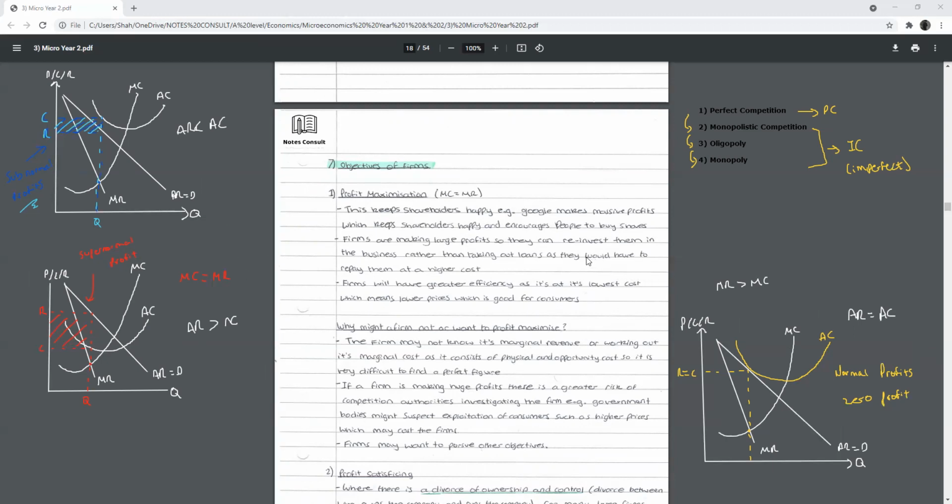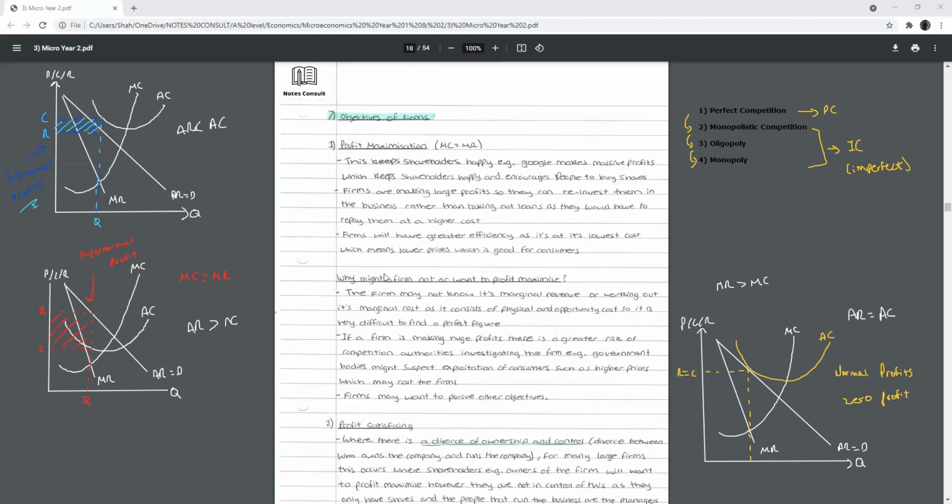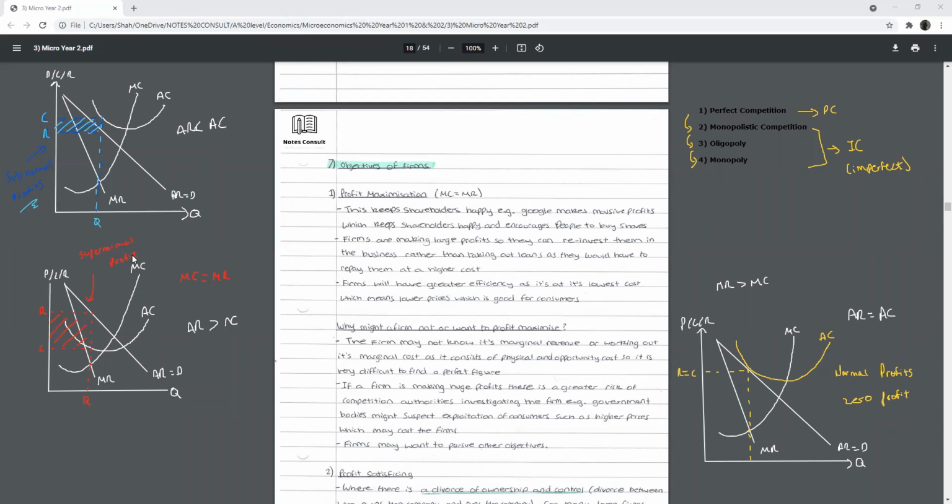So why is it that some firms want this and other firms might even want normal profit? Some firms are even okay with subnormal profits. Why do different firms have different objectives? If you look at a profit maximizing firm, they do this to keep shareholders happy. They do this because they can reinvest their profits into the business rather than taking out loans, and they will have greater efficiency. So yeah, supernormal profits make everyone happy, and they're probably growing as a firm as well.